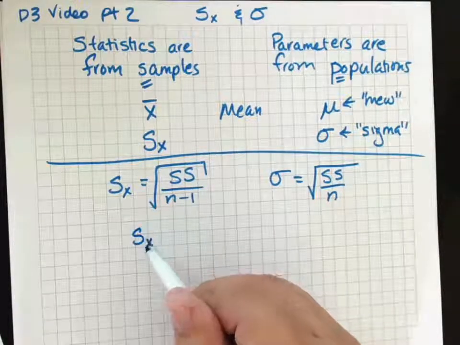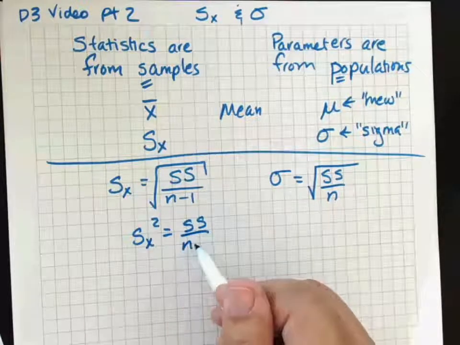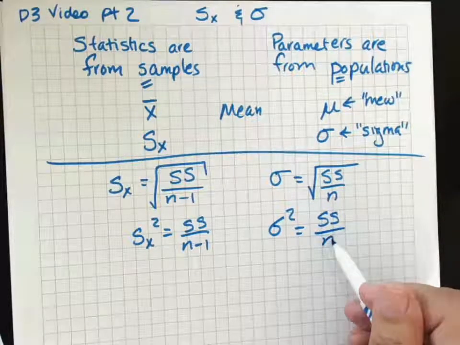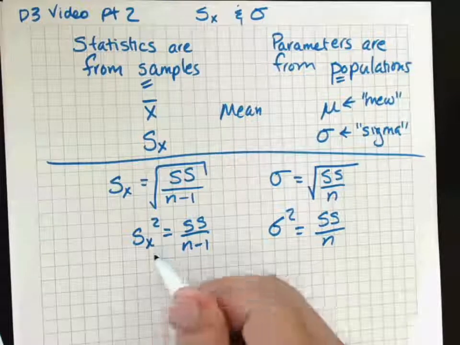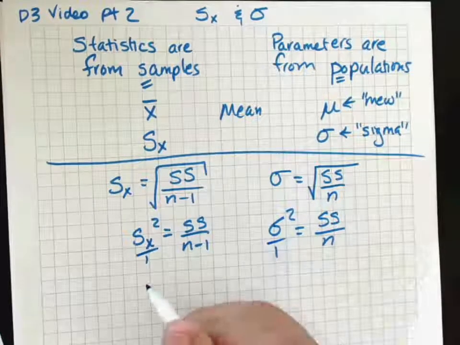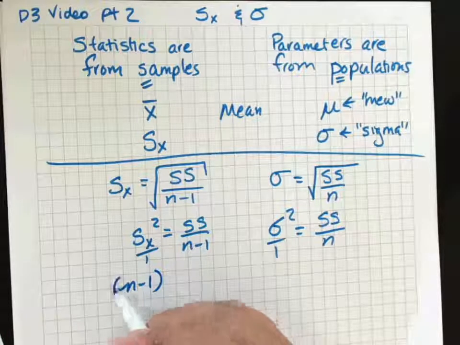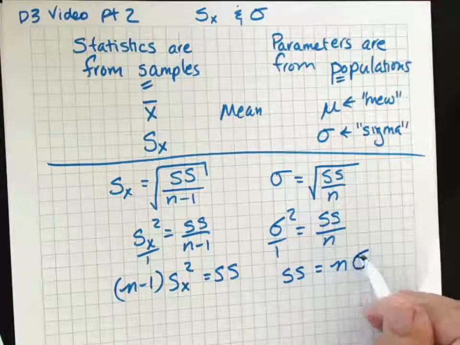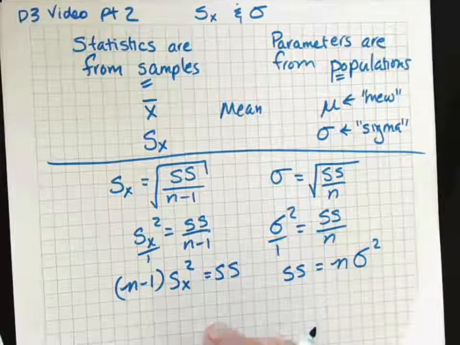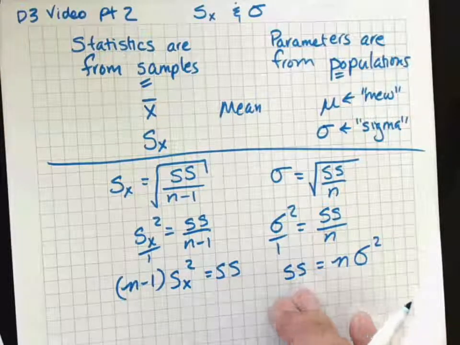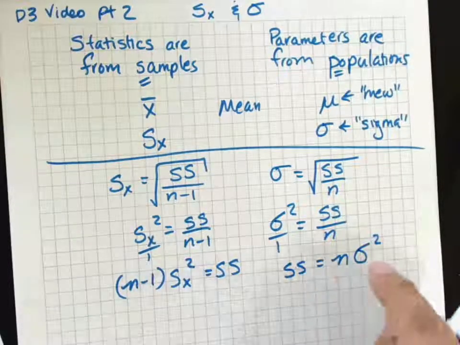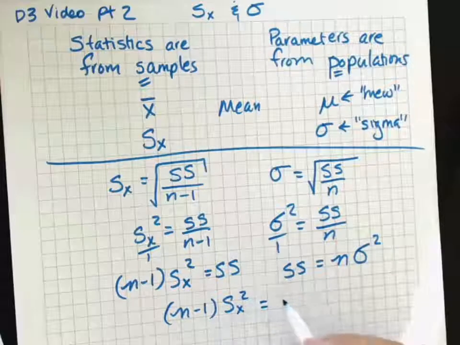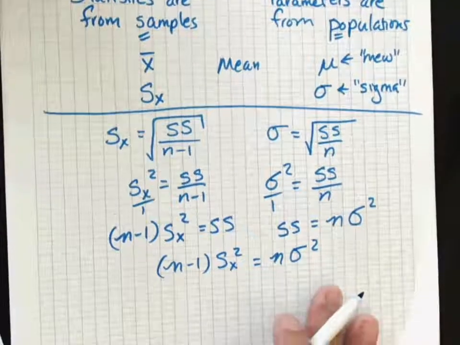So we can actually solve these for the sum of the squared deviations, and this will lead us to a neat relationship between the two. So we're squaring both sides. Then we can cross multiply so that we can get S of x on one side. Okay, now since I have both sides equal to the sum of the squared deviations, I can set up one equation with both pieces. I'm going to have n minus 1 times S of x squared, so the sample side, equal to n times sigma squared.